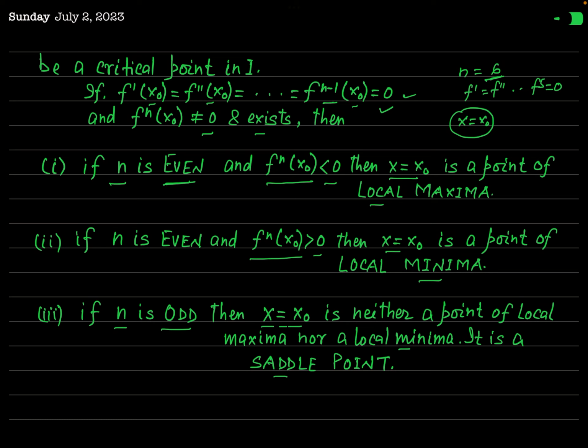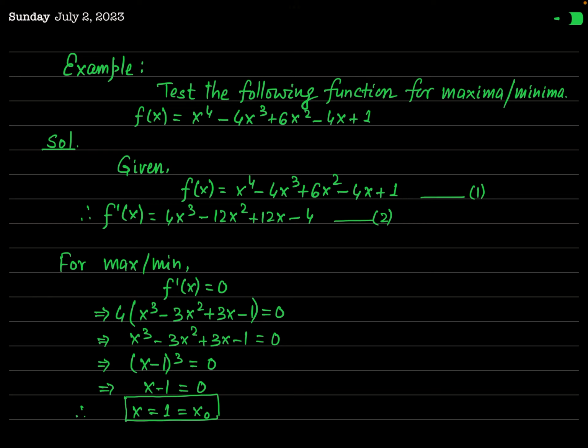Now I am taking a very simple example to clarify this idea. Let us see the example. The example says, test the following function for maxima and minima. The given function is f of x equal to x4 minus 4x cube plus 6x square minus 4x plus 1. This is your given function. And you have to test that this function is either maximum or minimum at its critical point. So first of all, we will find the critical point of our given function.